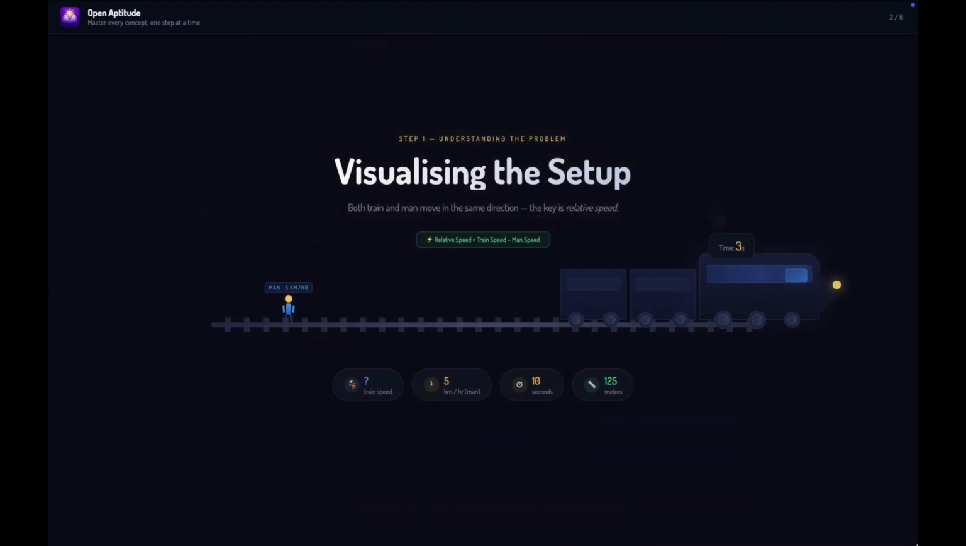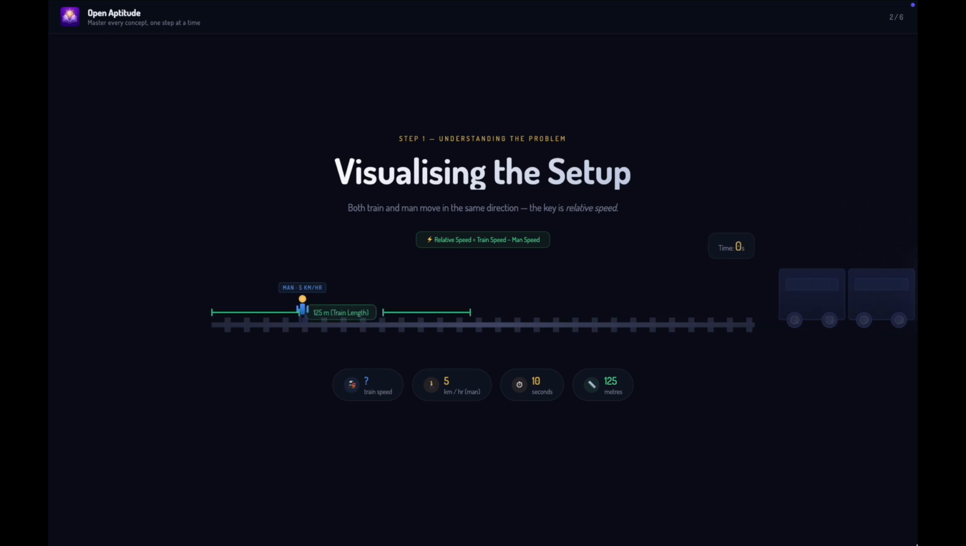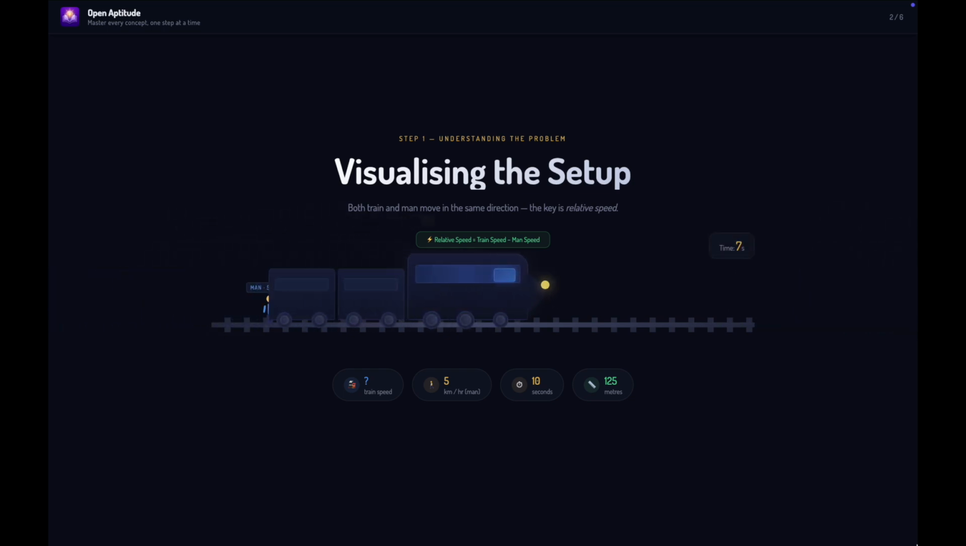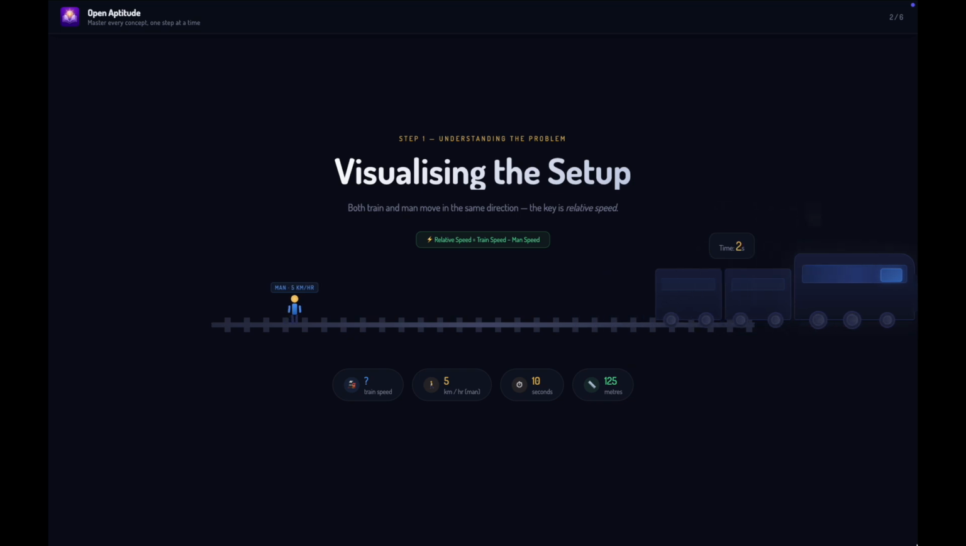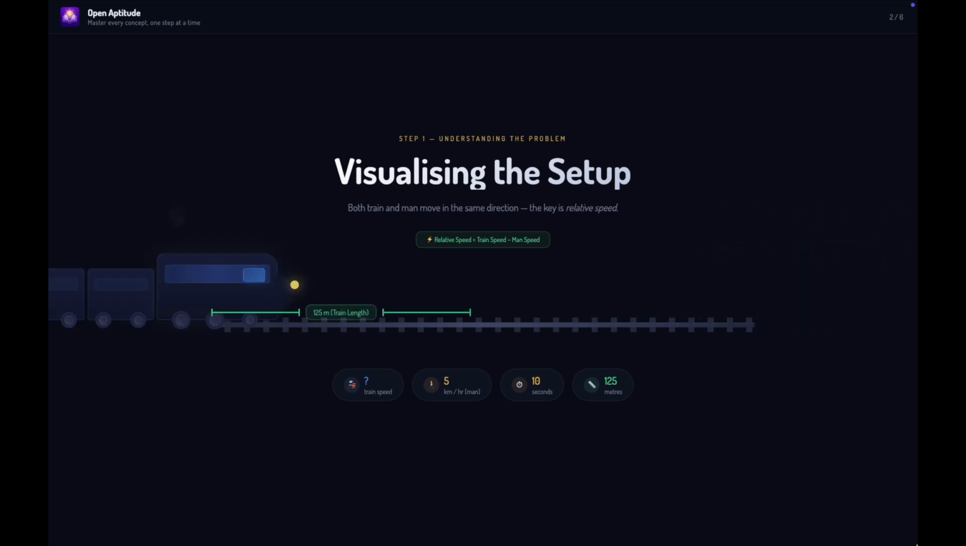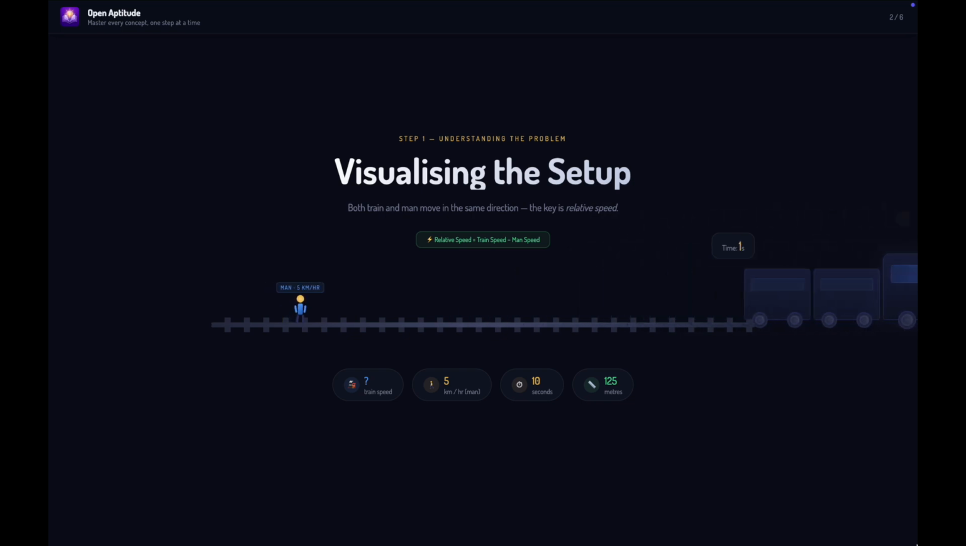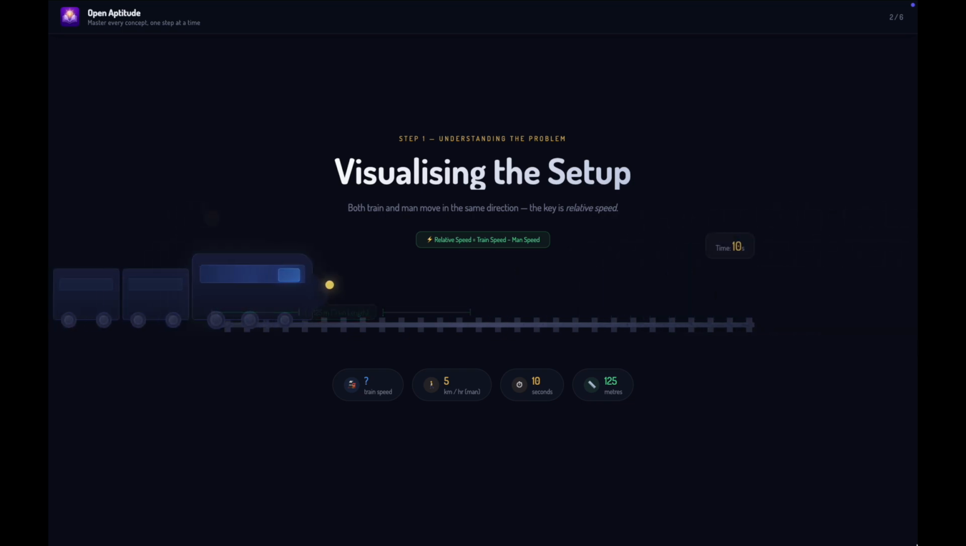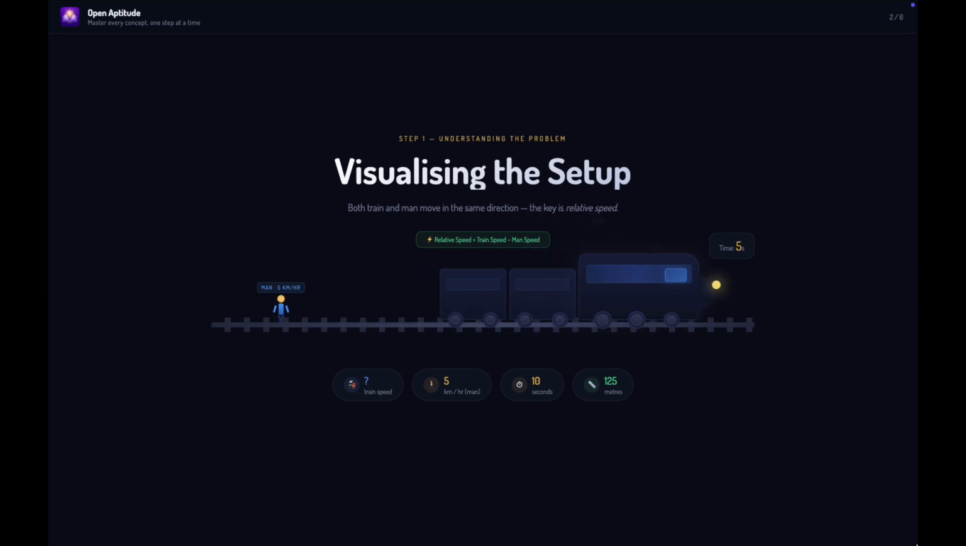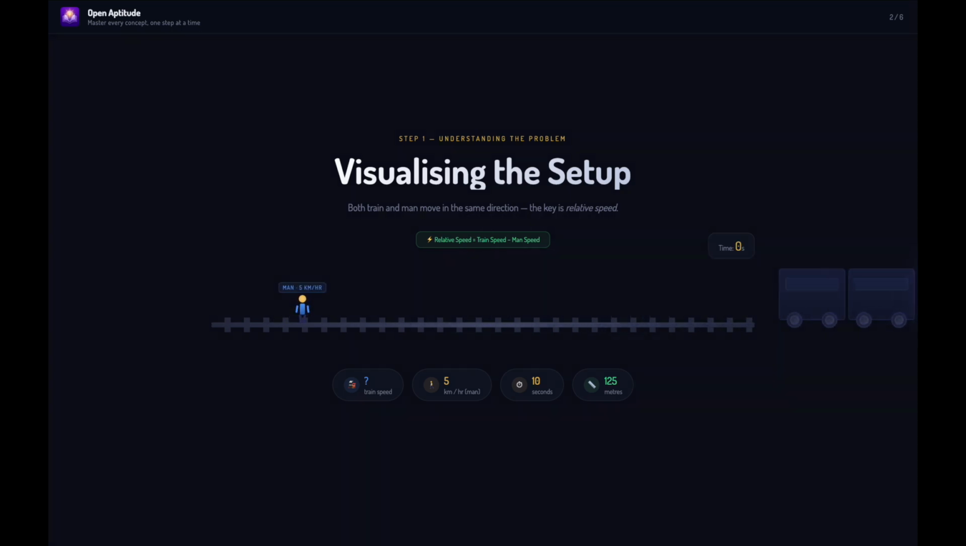First, let's visualize what is happening. Both the train and the man are moving in the same direction. Because they are traveling in the same direction, the train does not approach the man at its full speed. Instead, it gains on him at a rate equal to the difference between their speeds. Think of it from the man's perspective. The train appears to move past him more slowly than it would if he were standing still.